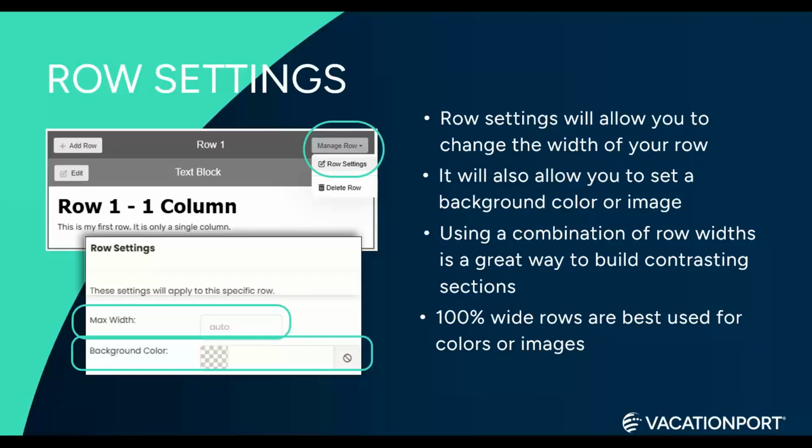Now let's look at the settings you'll have on your rows. You'll find a Manage Row button at the top right of your row. This will allow you to change the width of your row and set a background color. Using a combination of interspersing 100% rows with image or color backgrounds can help your layout pop and give a natural feeling separation between your sections.